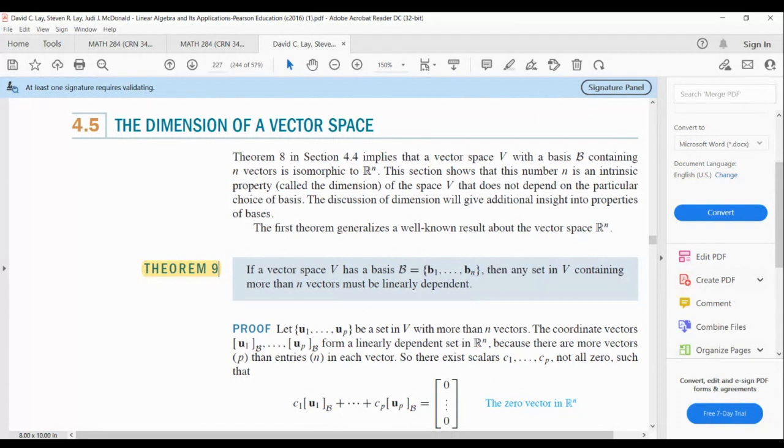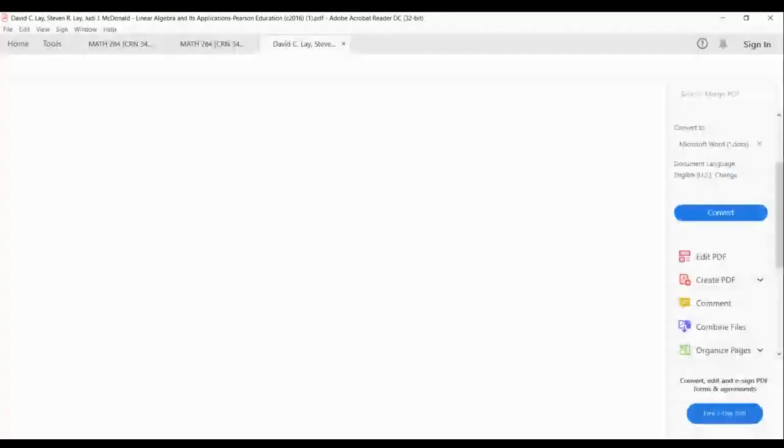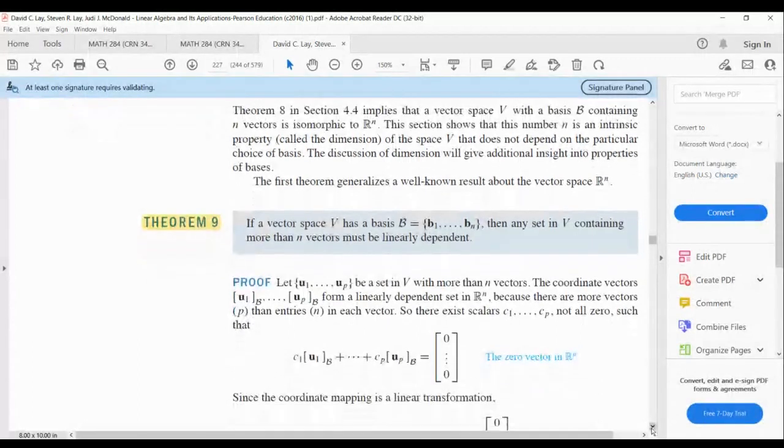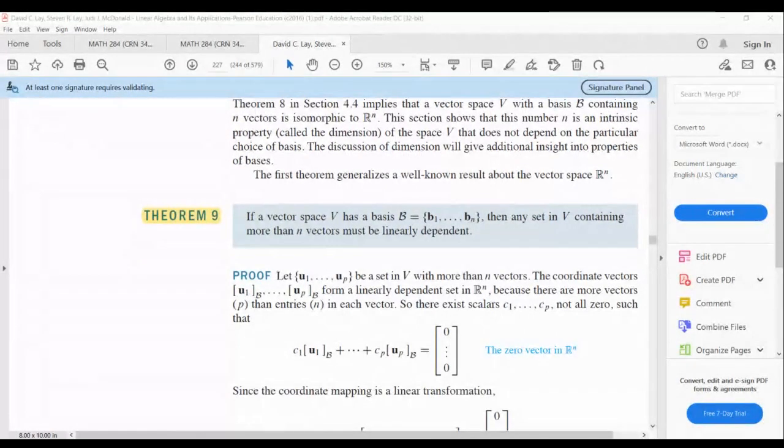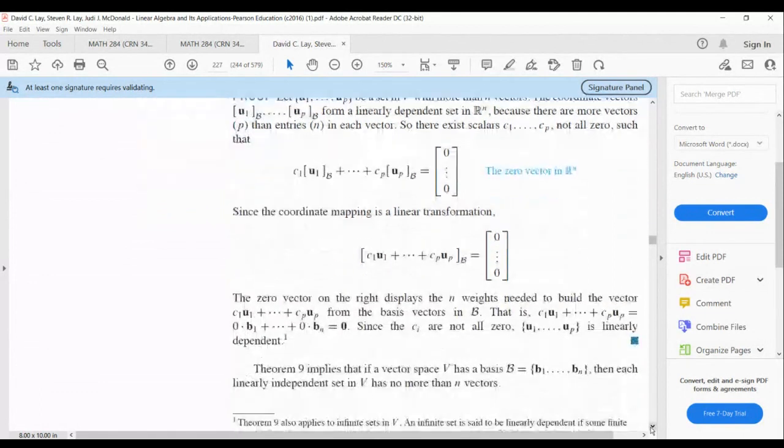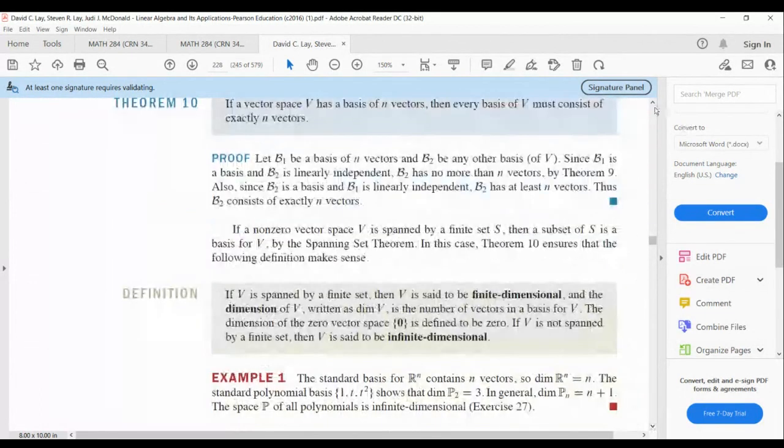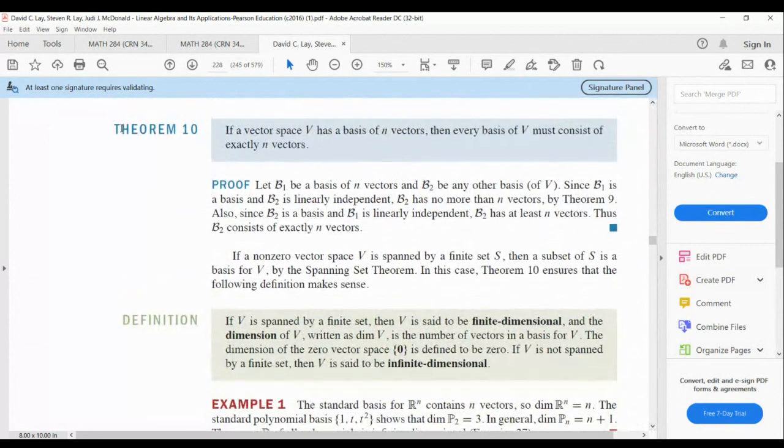All right, well, let's keep going. Let's keep rolling through here. I mean, a lot of these theorems are very intuitive, but they're intuitive if you think of the easy examples that I'm sharing with you. Okay, theorem 10 says, if a vector space has a basis of n vectors, then any other basis has to have also n vectors. That makes perfect sense.